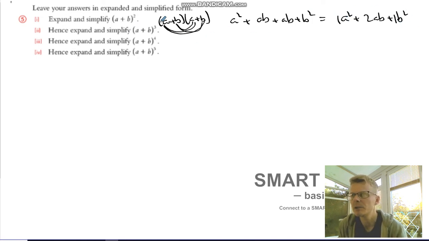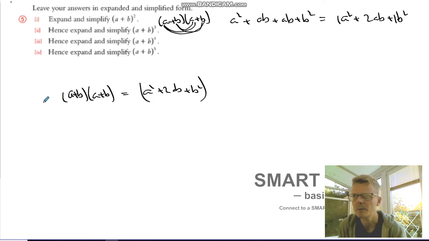Now, a plus b cubed, let's do that down here. So we'll do a plus b times a plus b first, and then we'll multiply it by a plus b. So let's get this. So we already know a plus b times a plus b is this. So that equals a squared plus 2ab plus b squared. And now we're going to multiply that by another a plus b.